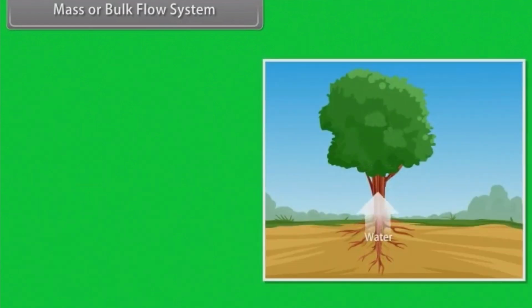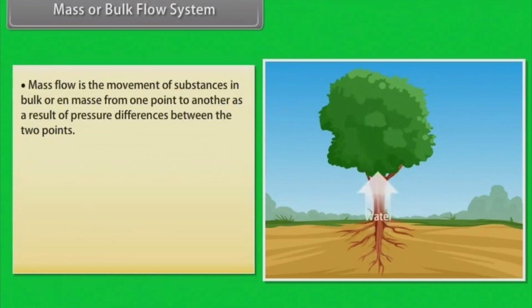Mass or bulk flow system. In long trees, special long-distance transport systems become necessary so as to move substances across long distances and at a much faster rate. Water, minerals, and food are generally moved by a mass or bulk flow system. Mass flow is the movement of substances in bulk or en masse from one point to another as a result of pressure differences between the 2 points.